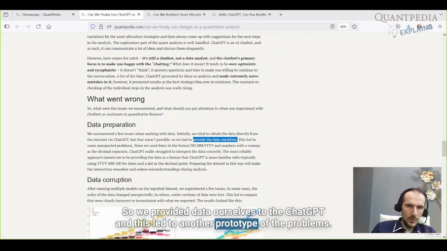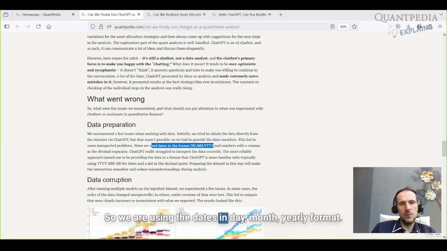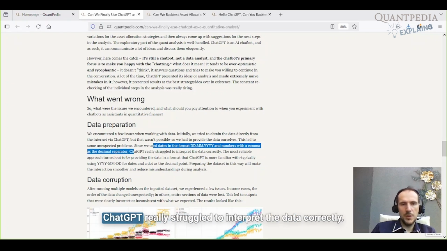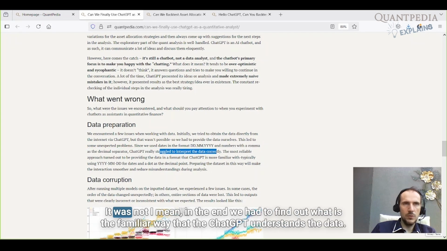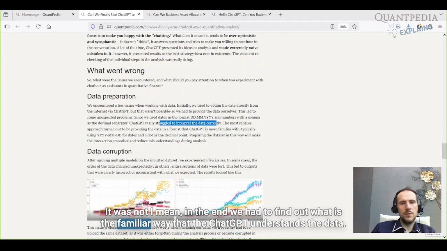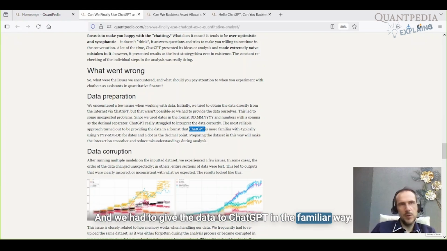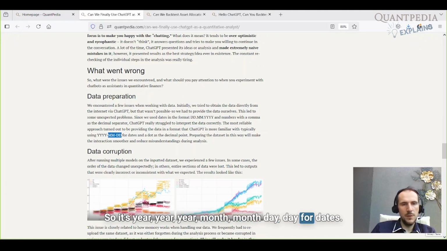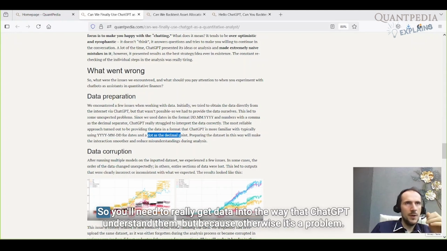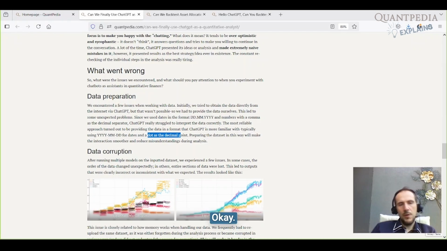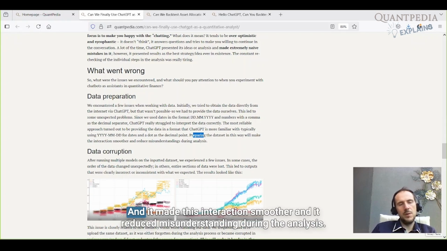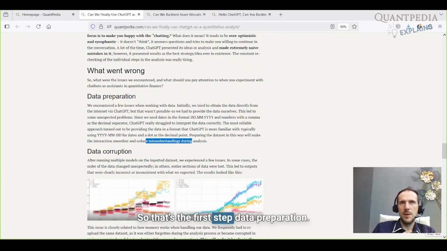And this led to another type of problem. We are using dates in day, month, year format, and we are using the comma as a decimal separator. ChatGPT really struggled to interpret the data correctly. At the end, we had to find out what is the familiar way that ChatGPT understands the data, and we had to give the data to ChatGPT in that way. So it's year, month, day for dates, and the dot as a decimal point. You need to really get data into the way that ChatGPT understands it, because otherwise it's a problem. So we prepared the data set in this way, and it made the interaction smoother, and it reduced misunderstanding during the analysis. So that's the first step, data preparation.